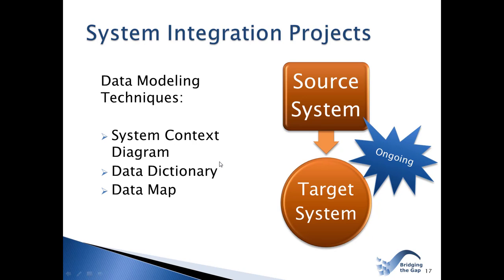Another type of project where data modeling is of critical importance is a systems integration project. And unlike a system migration project where one system is being replaced by a new system, a system integration project results in two or more systems working together on an ongoing basis to support a business process. For example, the Bridging the Gap shopping cart system that you use to purchase this course integrates with both PayPal and a third-party credit card processing system for accepting payments.